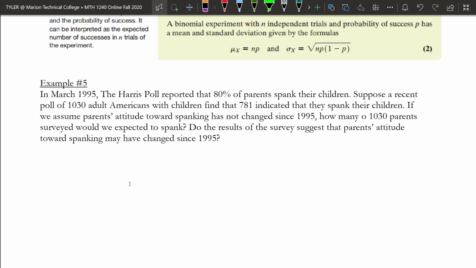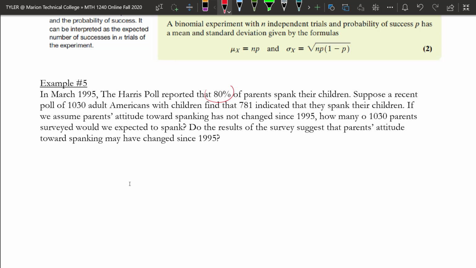So in this example, it's example 5. It says in March of 1995, the Harris poll reported that 80% of parents spank their children. Suppose a recent poll of 1,030 adult Americans with children find that 781 indicated that they spank their children. If we assume that parents' attitude towards spanking has not changed since 1995, how many of the 1,030 parents surveyed would we expect to spank? Do the results of the survey suggest that the parents' attitude towards spanking may have changed since 1995? So let's take a look at this.